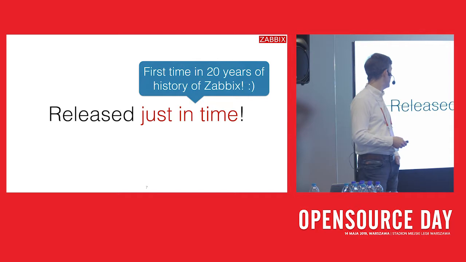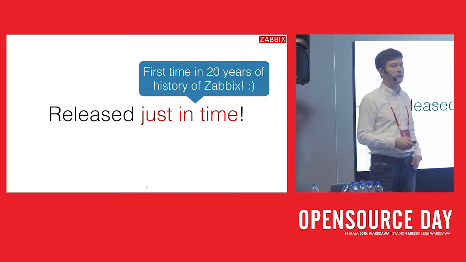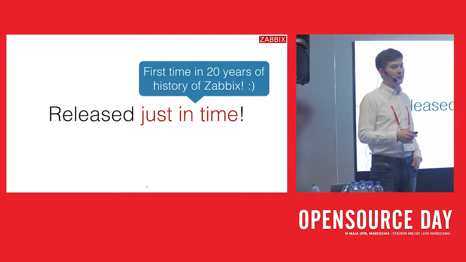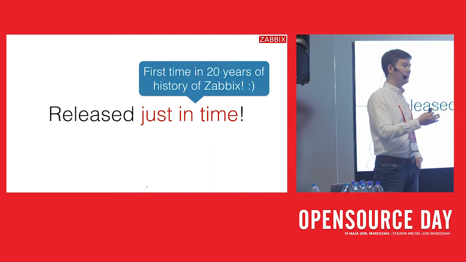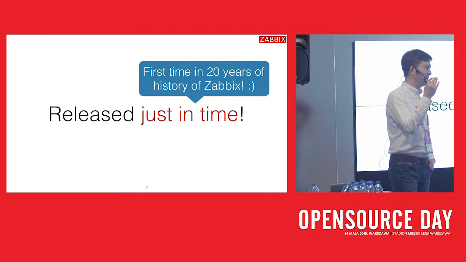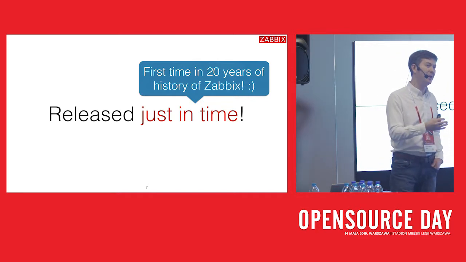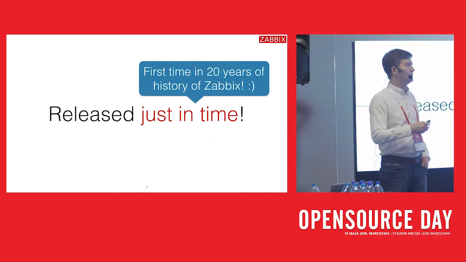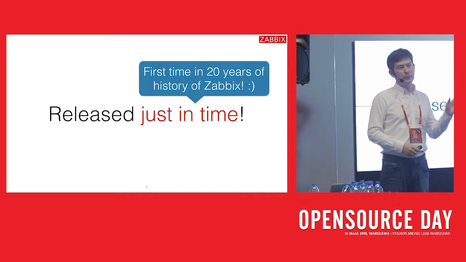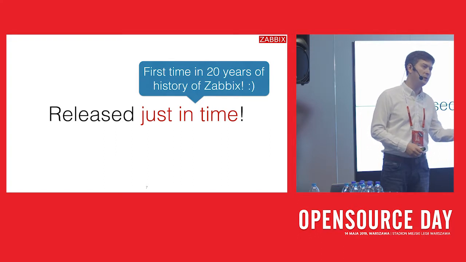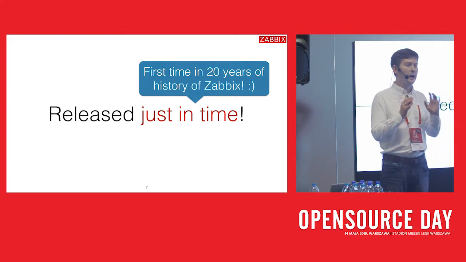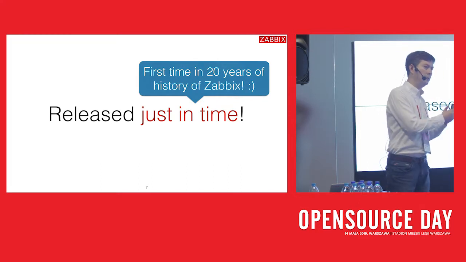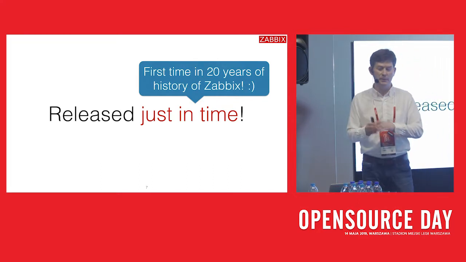So I have to say that Zabbix 4.2 was released in time. This is the first time in 20 years of Zabbix when we said, okay, it is going to be released this date, and we delivered it. I'm very happy about it. Now we think that the delivery dates are really important. We have our release cycle, one major release every 6 months, and I'm doing all my best to stick to our release cycle. We really want to deliver one major release every 6 months.